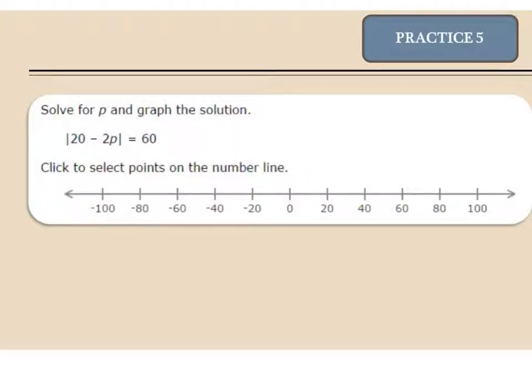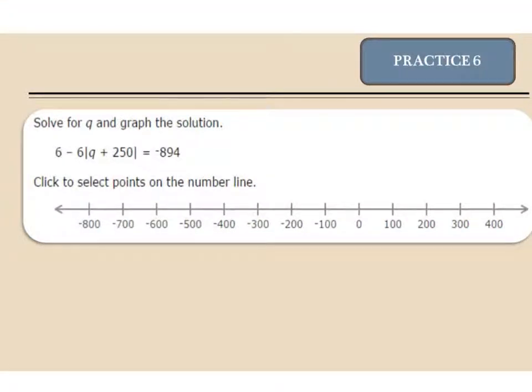Practice 5. The absolute value of 20 minus 2p equals 60. And the last one, 6 minus 6 times the absolute value of q plus 250 equals negative 894.